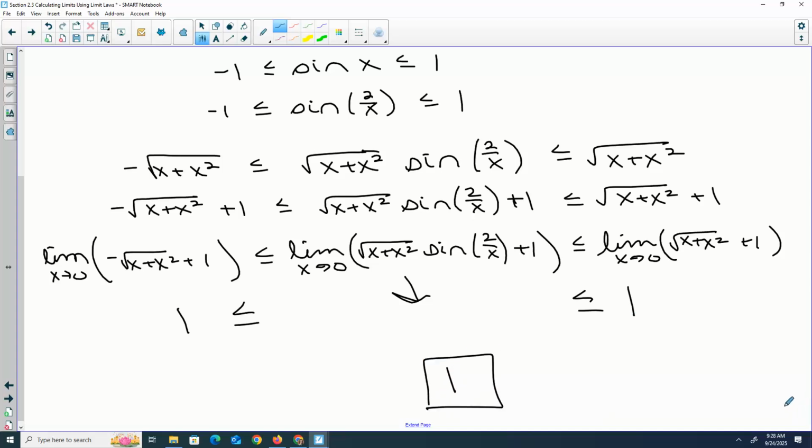So squeeze theorem can help us with some pretty complex expressions. Of course, it's only true in special cases. Like we have to be able to have a function like sine or cosine that is always between certain values for us to evaluate it. All right, any questions?